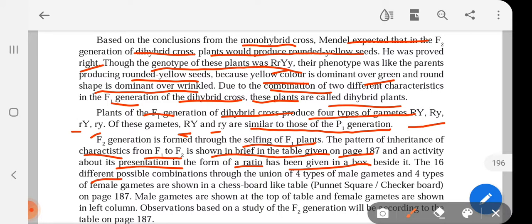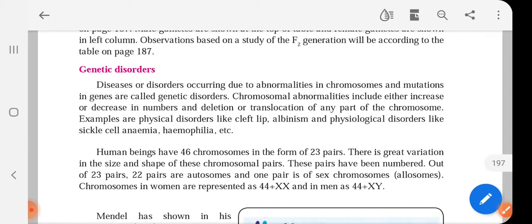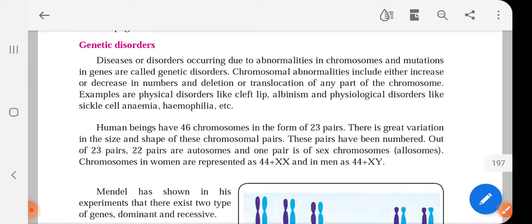The 16 different possible combinations through the union of 4 types of male gametes and 4 types of female gametes are shown in a chessboard-like table called the Punnett square or checkerboard on page number 187. Male gametes are shown at the top of the table and female gametes are shown in the left column. Observations based on a study of the F2 generation will be according to the table on page 187. So this is how they are formed. This is Mendel's dihybrid cross.